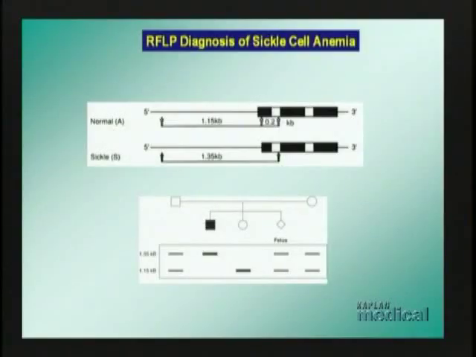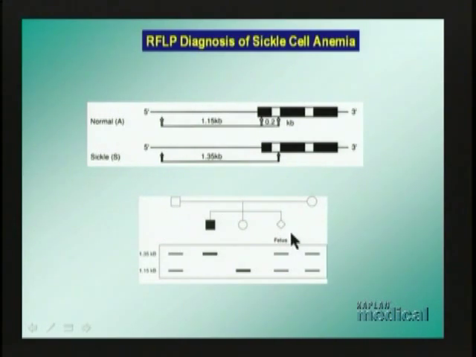What we talked about earlier is the basis of the VNTR, and now the application of the RFLP for diagnosing sickle cell anemia. Now in your book, what you have is the lower part of this figure. What you see at the lower part of this figure is a pedigree for sickle cell anemia.